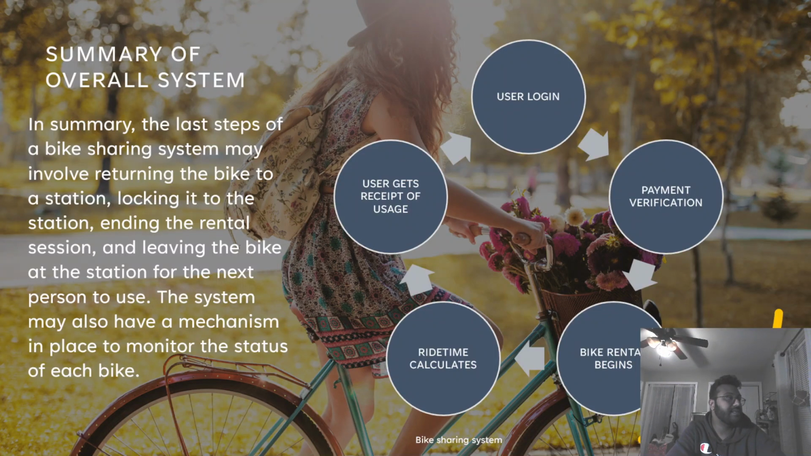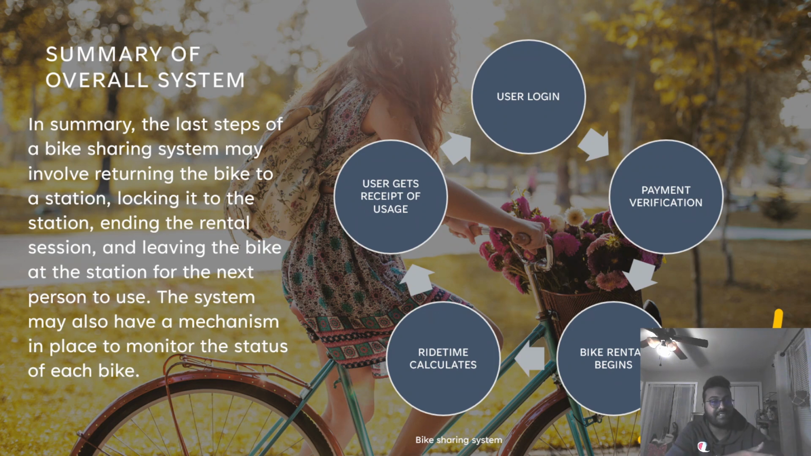In the summary, the last steps of a sharing system may involve returning the bike to the station, locking it in the station, ending the session, and leaving the bike at the station for the next person to use. The system may also have a mechanism in place to monitor the status of each bike. Like I said, we are using cloud technology, so this is done in real time.